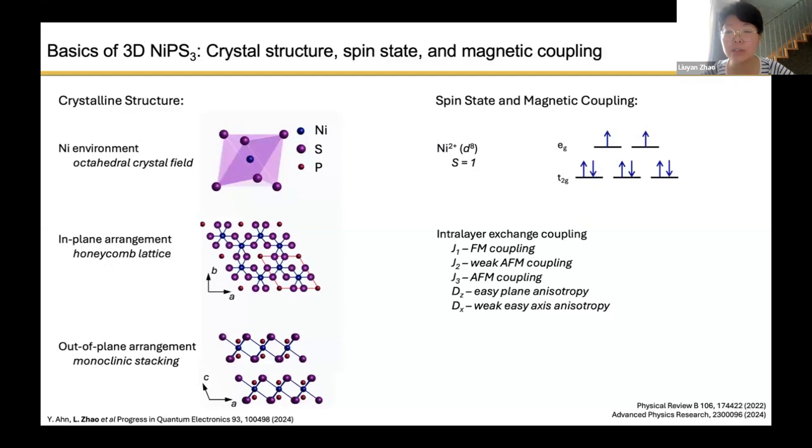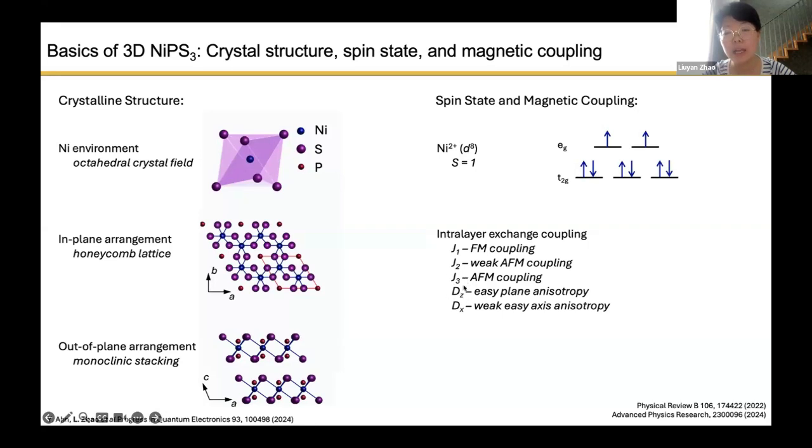Then through the literature, we know that the intralayer exchange coupling is complex here. It contains up to the 3rd nearest neighbor. The first nearest neighbor is ferromagnetic coupling. The second is a weak antiferromagnetic coupling. And the third is a stronger ferromagnetic coupling.